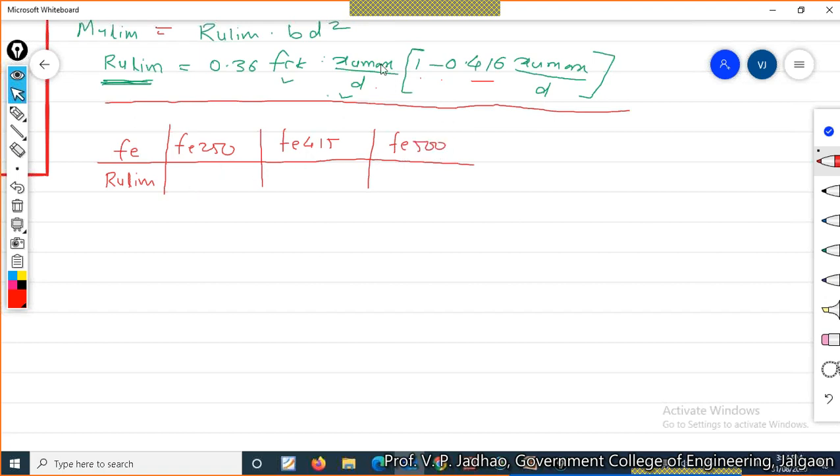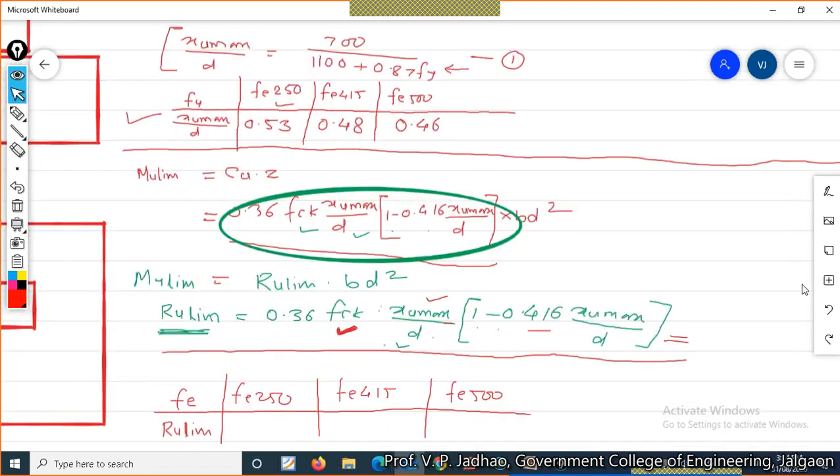We know the value of xu max upon d, and we only don't know the value of fck in this particular formula. Now put the value of xu max upon d in this equation. We have already calculated the value of xu max upon d for every grade. We know that for Fe 250, xu max upon d is equal to 0.53. Just put this value of 0.53 in this equation of Ru limiting.